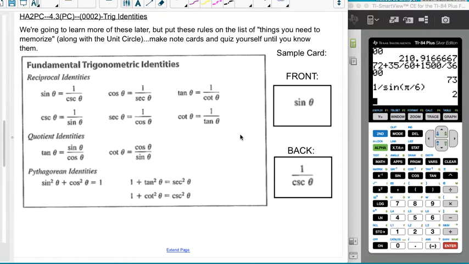All right, this is Honors Algebra 2 Pre-Calculus. We're doing 4.3 in Pre-Calc. This is the second video in this section. So we're going to talk about trig identities.